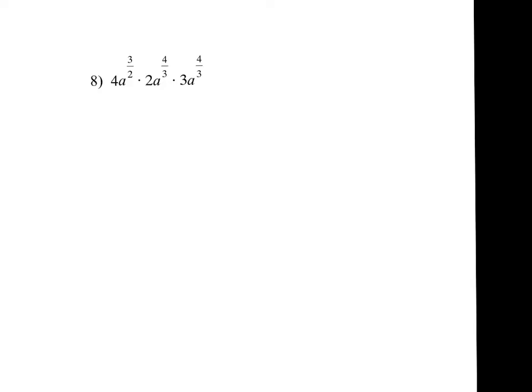Okay, this question goes back to the rule from the page before, when we talked about the rules for exponents. So my whole numbers I can go ahead and multiply together. 4 times 2 is 8. 8 times 3 is 24. And then if I look at all these a pieces, they're being multiplied, which when I remember my rule tells me I need to add.